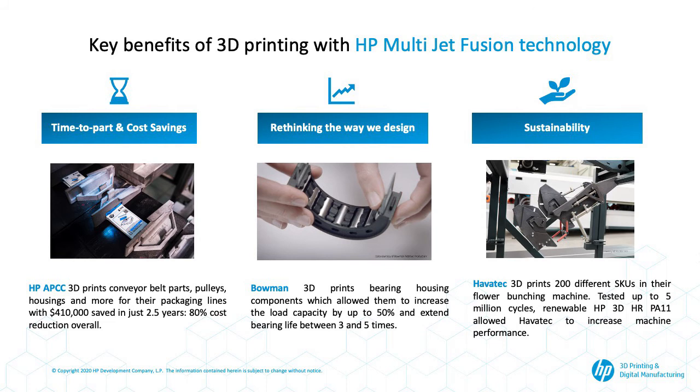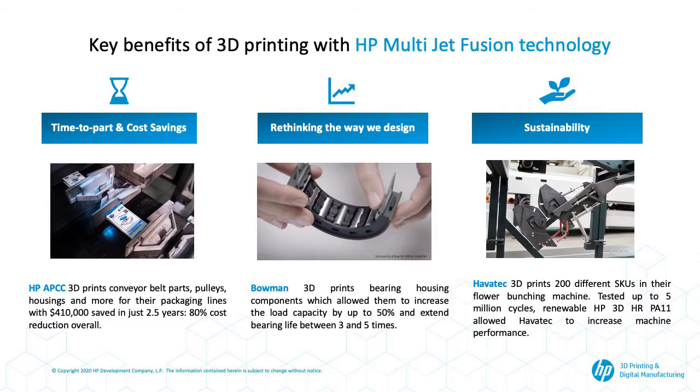Another example, once again, a little bit more on the exciting side, is rethinking the way that we design. Baumann is one of our customers here from the UK. They're manufacturers of bearings, and they are producing the bearing cages or the seals with HP's multi-jet fusion technology. By the way that they design this product, not being limited by the constraints of injection molding or CNC machining today, they are able to improve the performance of the part itself. So they were able to increase the load capacity of the bearings up to 50%, which also increased the lifetime of the bearings between 3 to 5 times in general. So this is another way that we see the way that you design really can affect the performance of the component that you are producing today.